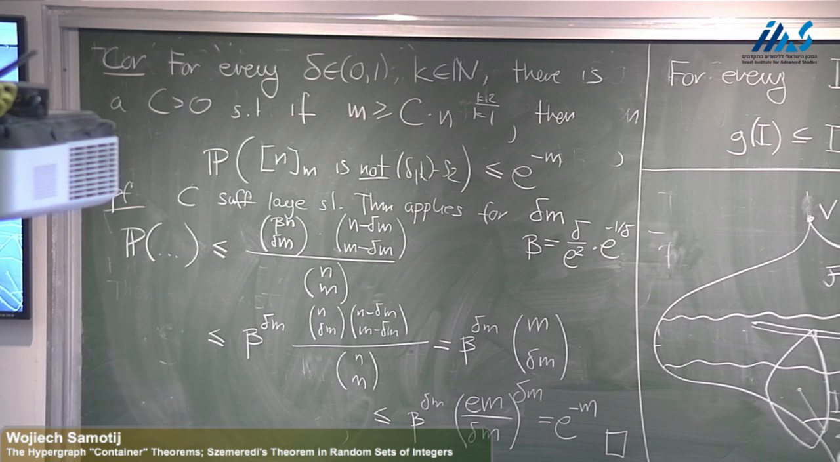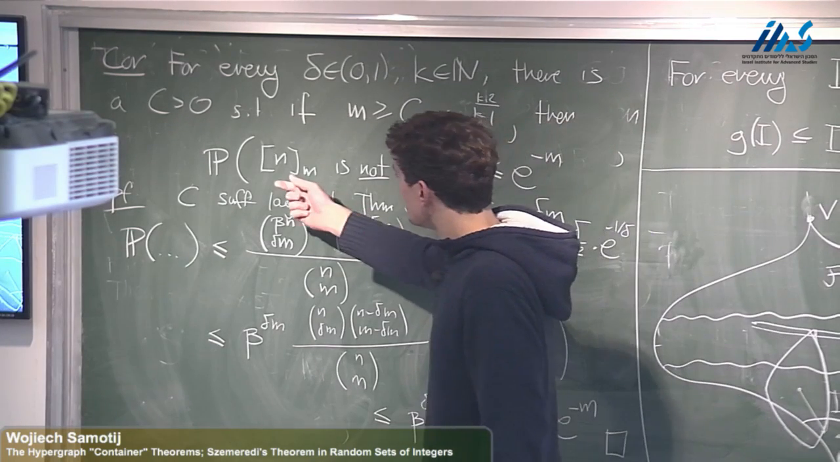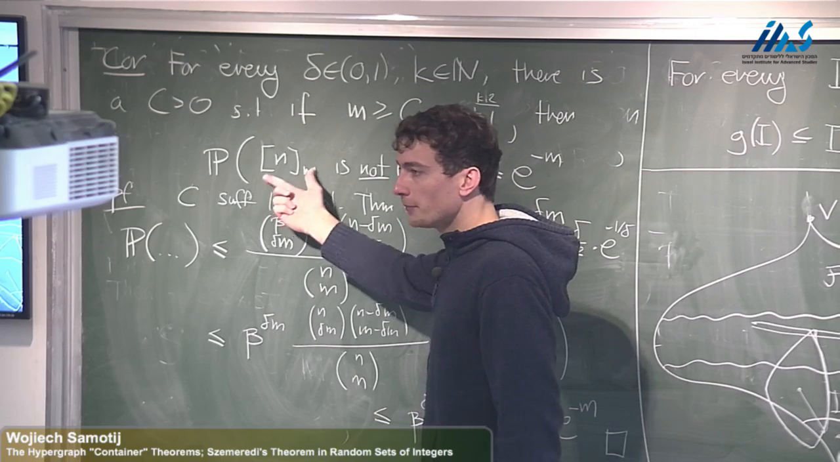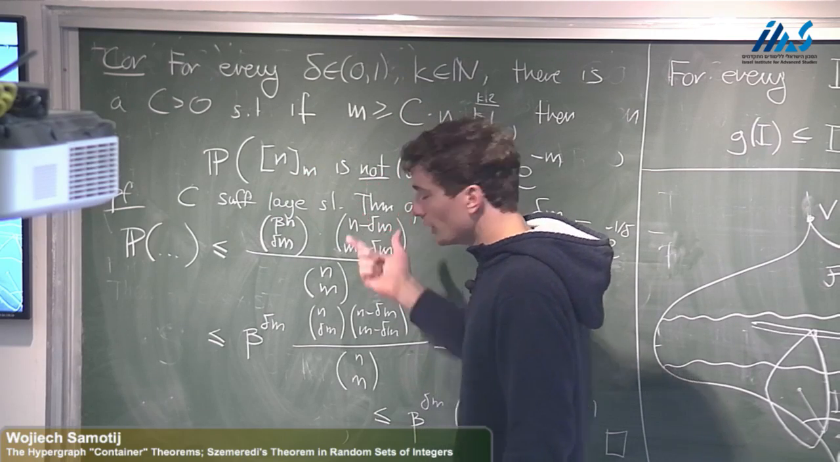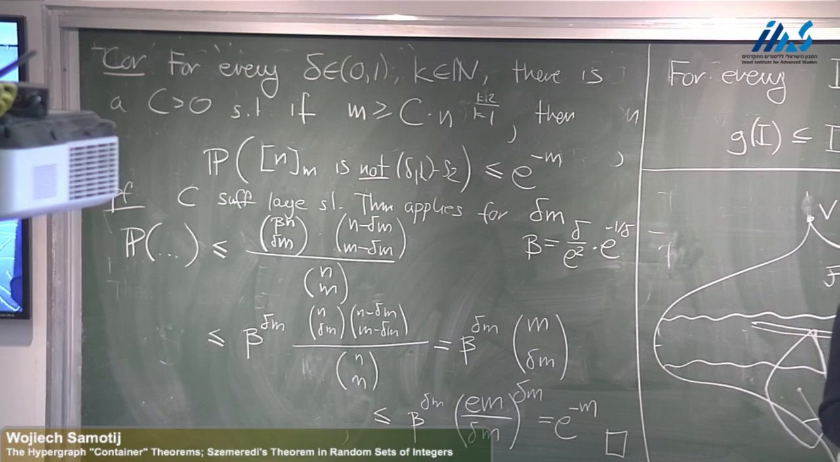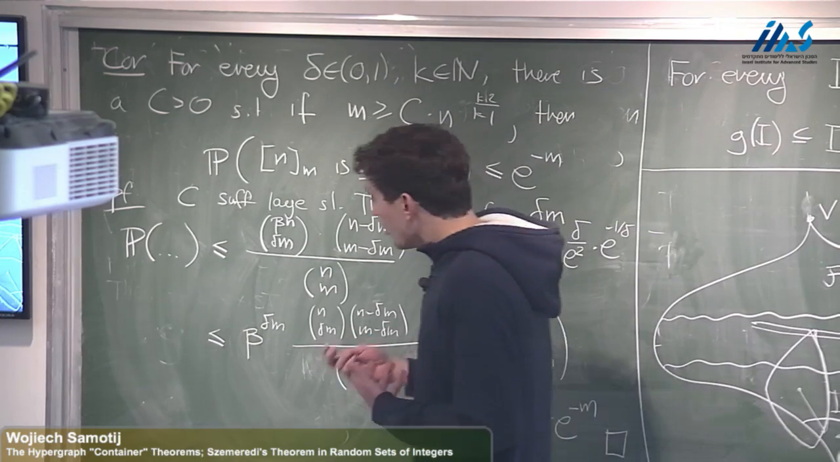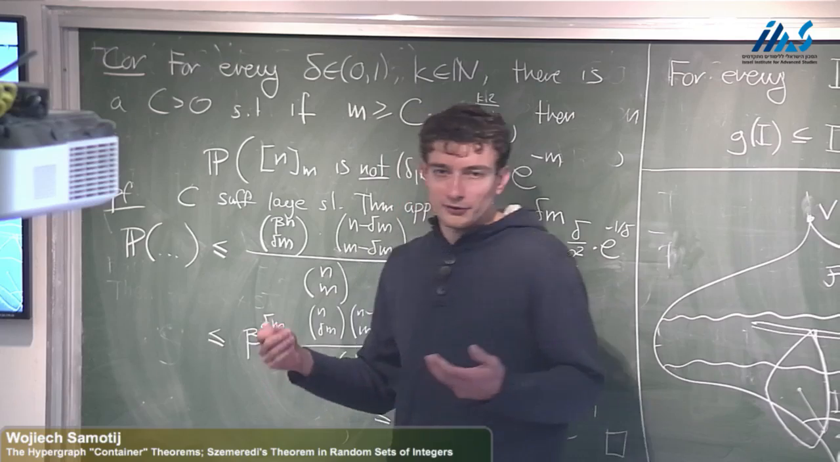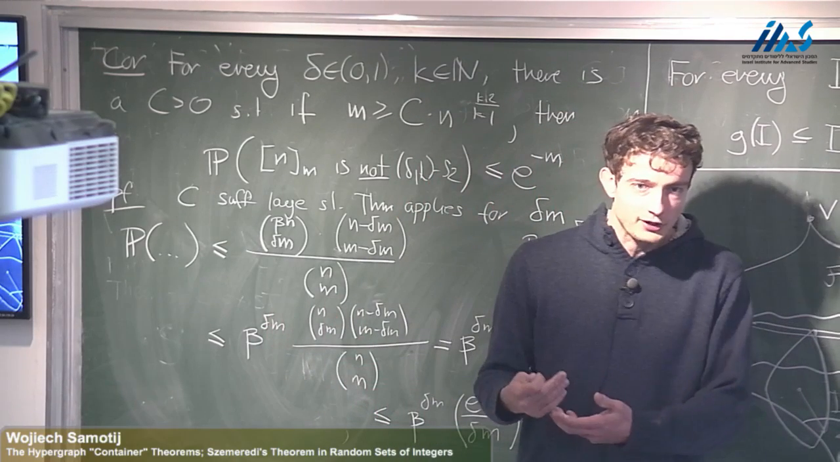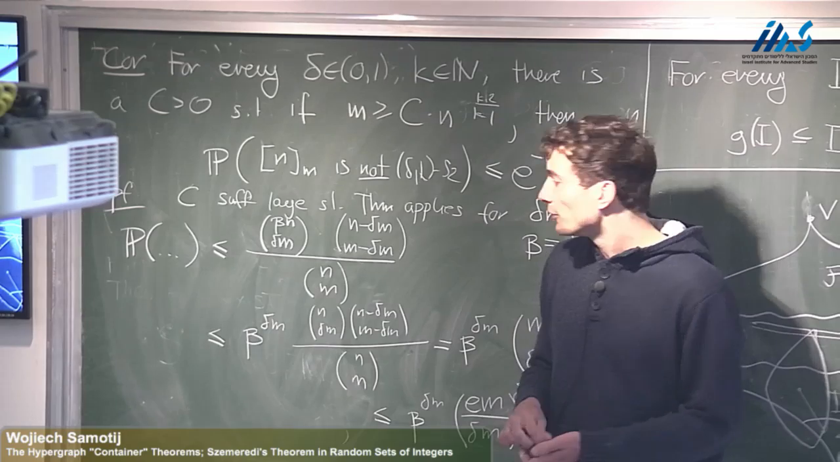Is it clear? So maybe let's go through it again. I want to compute the probability that a random subset of size M doesn't fail this Szemeredi property. What does it mean to fail the Szemeredi property? It means that there has to be a large set of size at least delta, which doesn't contain any k-term arithmetic progressions. Now, I'll be overcounting, because maybe once a set fails such property, it contains many such subsets, but we only use the fact that it contains one.